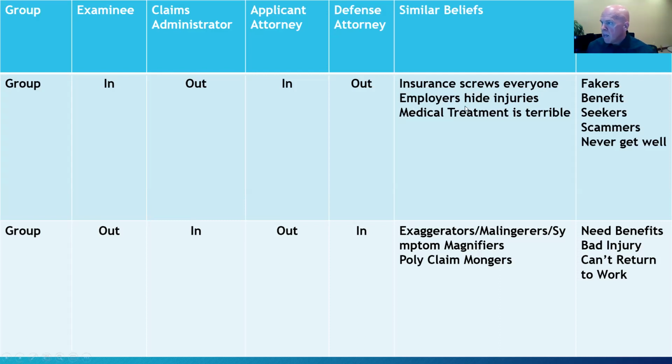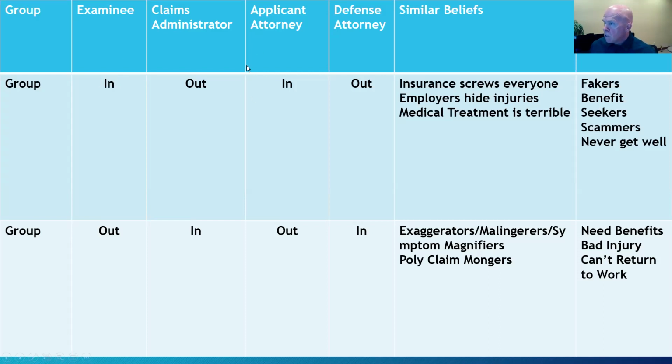Some of them believe that, hey, all these employers, they're all crooks and they fraudulently hide injuries and they don't report injuries. And the medical treatment in the workers' compensation system is terrible. It's substandard, and that explains why examinees never get well, even 2 years after the industrial injury. And this is just a series of beliefs shared by the members of this social in-group, which you may find yourself drawn into if you consider yourself an applicant-oriented QME.